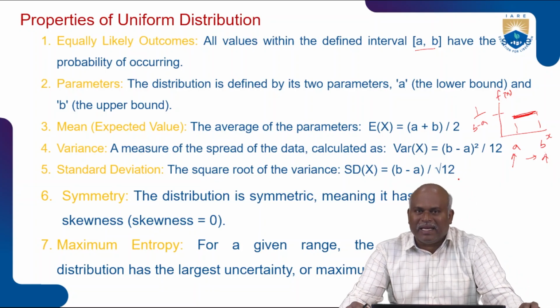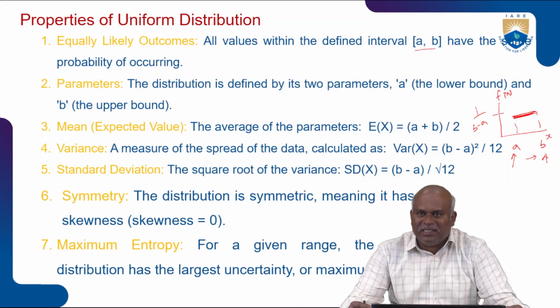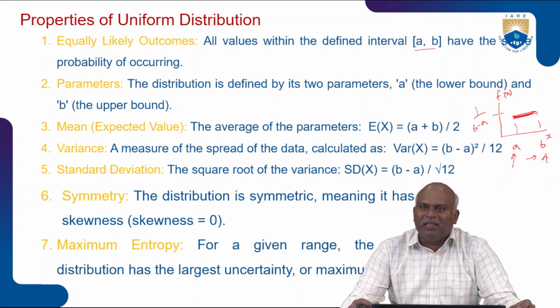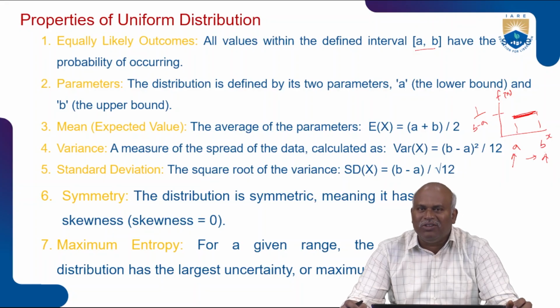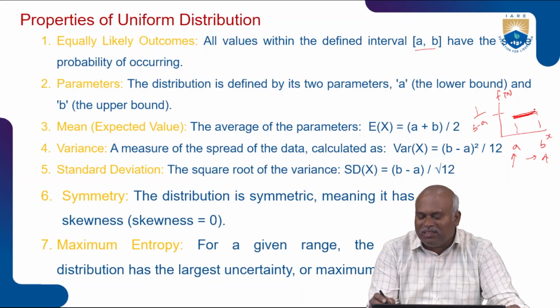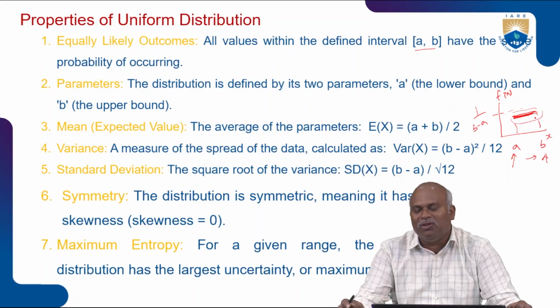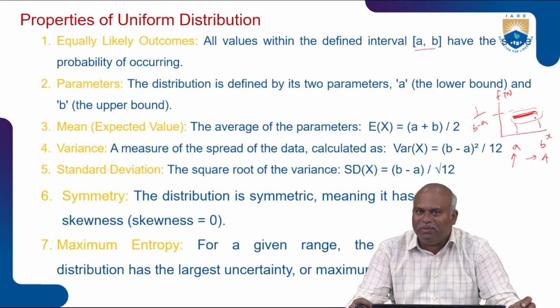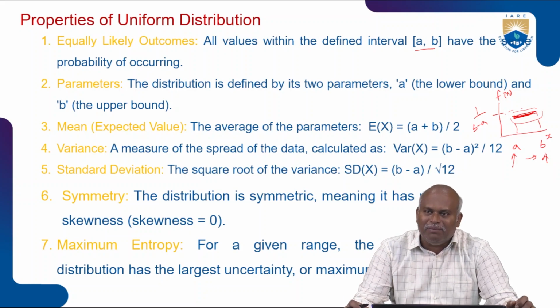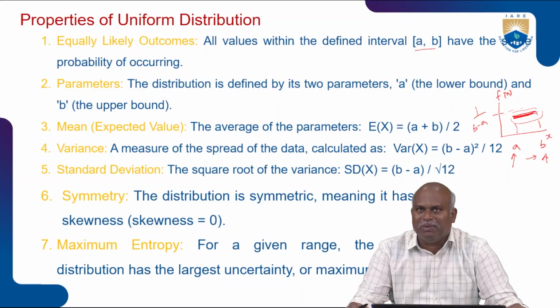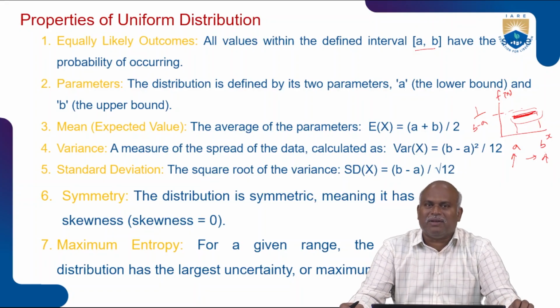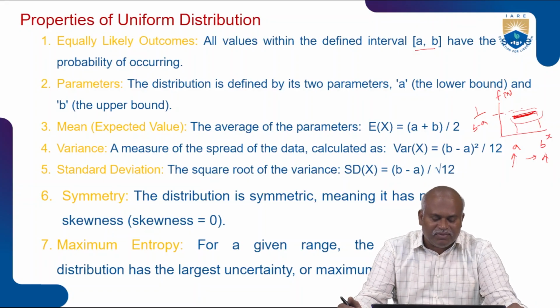Next one is symmetry. The distribution is symmetric. Why? The meaning is it has no skewness. The skewness value is equal to 0 because there are no changes that happen when you take the uniform distribution in the probability condition. So at the level of a and b, the minimum as well as the maximum level, it's uniform. That's why skewness is 0.